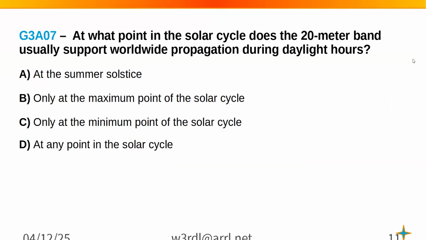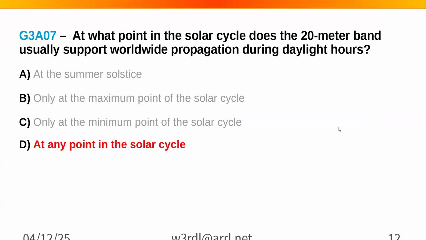At what point in the solar cycle does the 20 meter band support worldwide propagation during daylight hours? Delta. I would go with Delta.